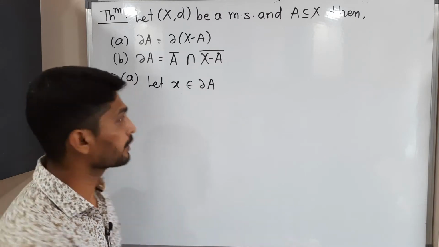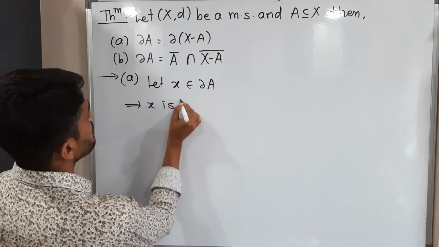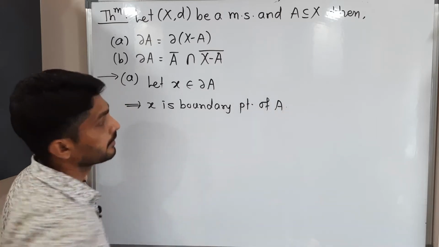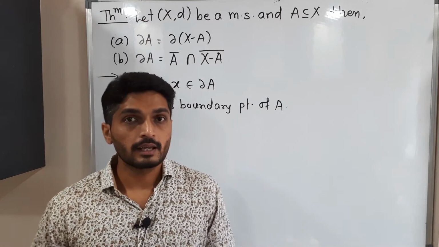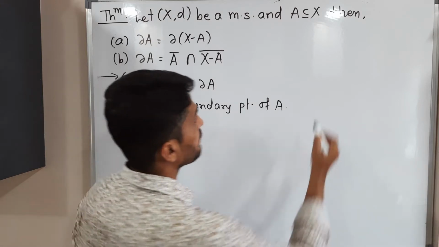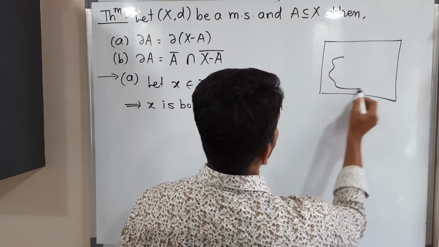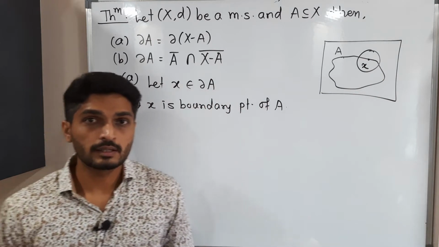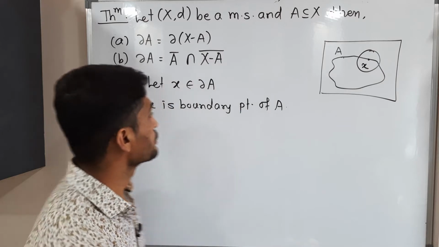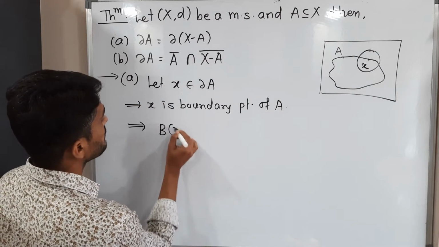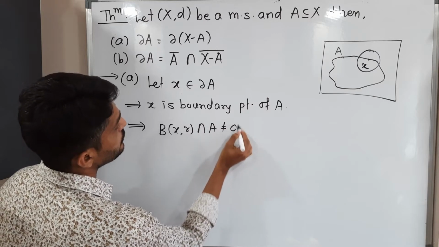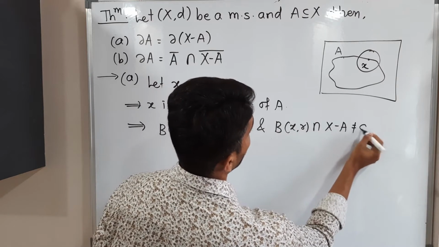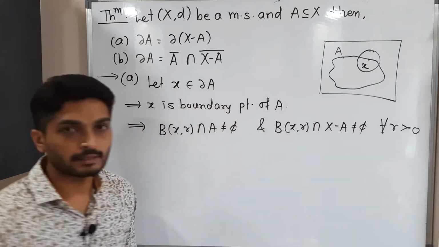That means x is a boundary point of A. You know that the definition of boundary point says every open ball around x. I will show you here. Suppose this is A, and x is a boundary point. That means every open ball around x intersects A as well as its complement. Therefore, B(x,r) intersects A, that means it is not equal to phi, and B(x,r) intersects its complement also, that is not equal to phi, and this is true for every r greater than 0.